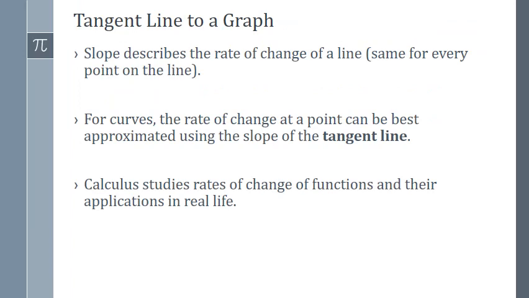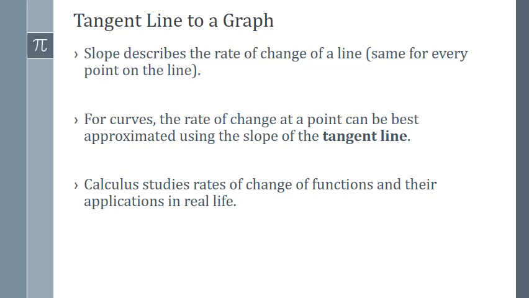So, things that we know about slope. We know that slope describes the rate of change of a line, and if it's a line, every point on the line has the same slope. The problem that we run into is if we have a curve, like x squared, x cubed, a square root function, anything like that, the rate of change at a point changes. The slope changes depending on where we're at on the curve. So it turns out we can use the tangent line to approximate the slope.